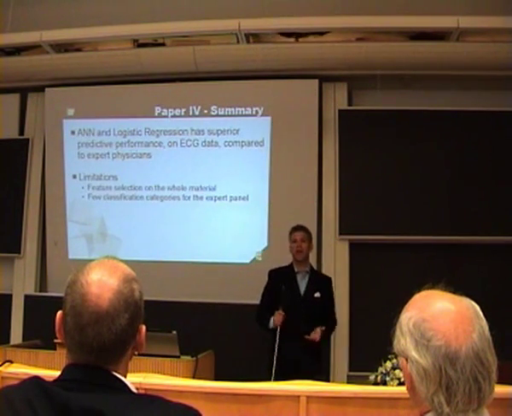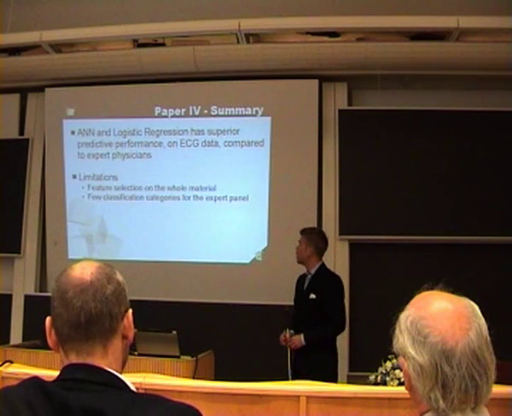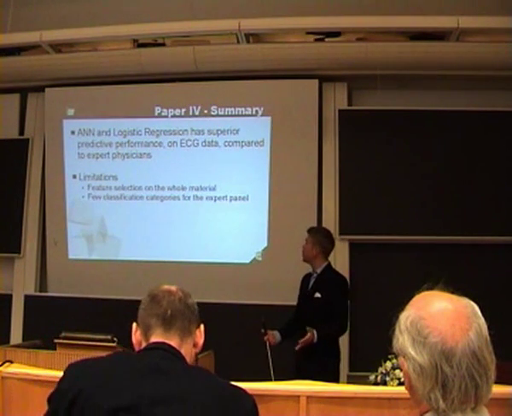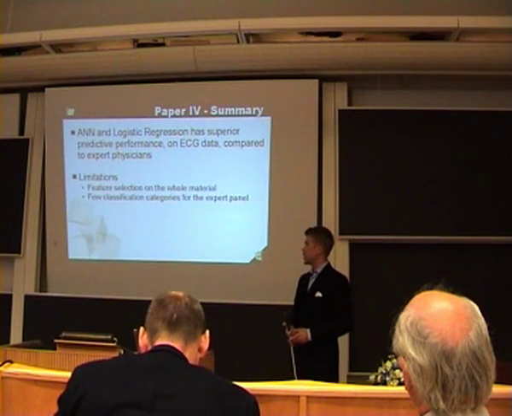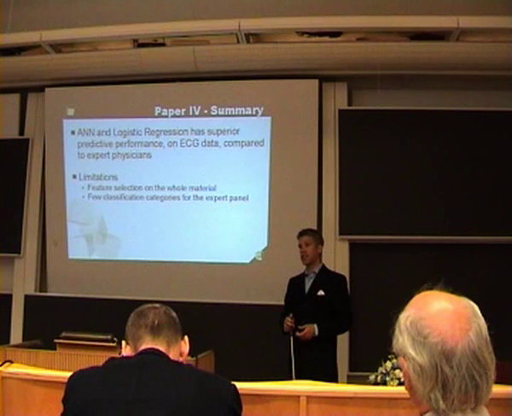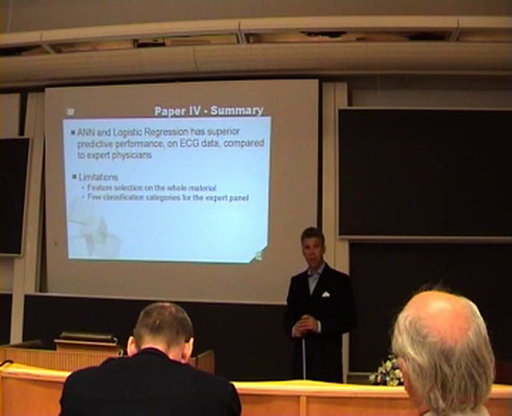So in summary, ANN and logistic regression have superior predictive performance on ECG data compared to expert physicians. And the limitations here were that the feature selection was done on the whole material, and we also had few classification categories for the expert panel. And both these things could actually reduce our performance slightly, but not so much that it would change the conclusions of the paper.